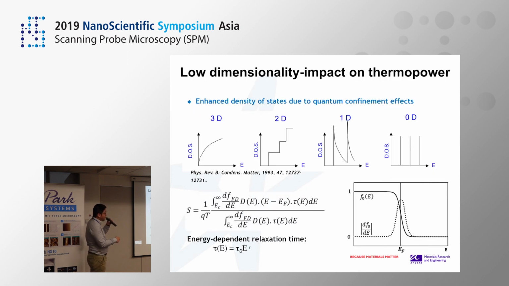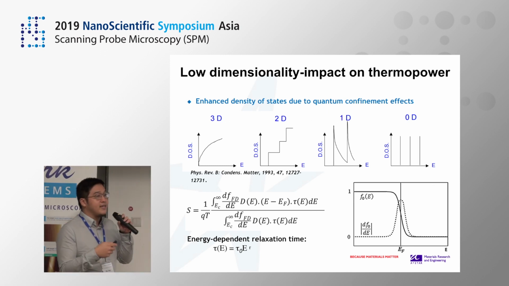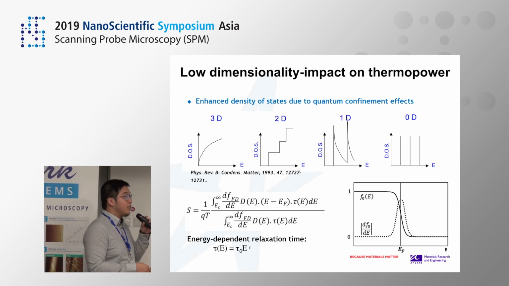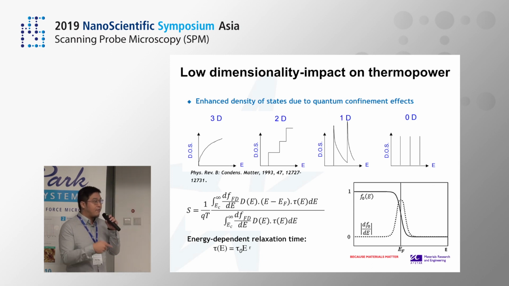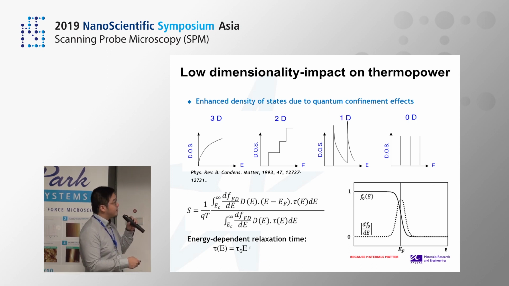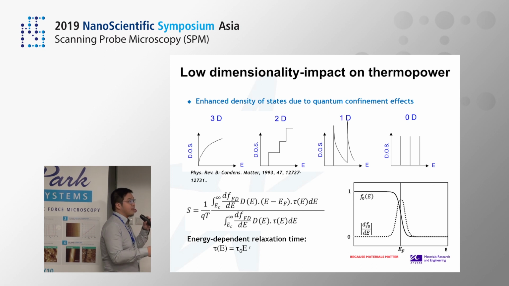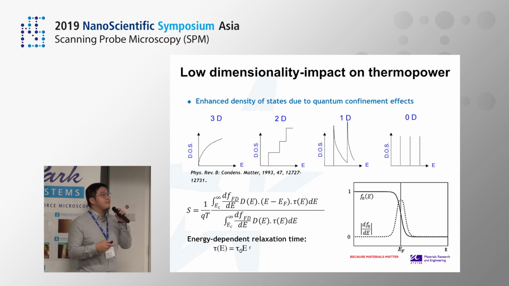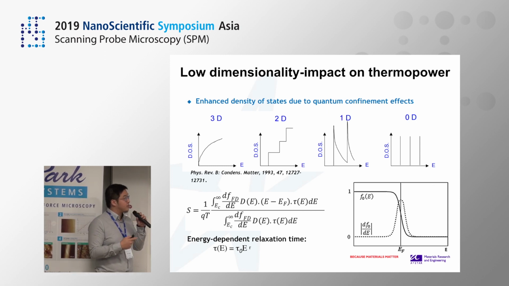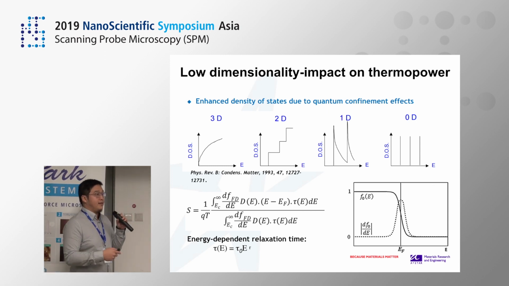For a three-dimensional system, the density of states changes very smoothly, but due to quantum confinement in a low-dimensional system, you will have a very sharp change in the density of states. This will give you an enhancement in the Seebeck coefficient. So based on those requirements, for 2D materials we can easily tune the carrier concentration, and the quantum confinement effects will also give a strong enhancement in the Seebeck coefficient. So we can find that a 2D semiconductor is a very good platform to study thermoelectric transport.